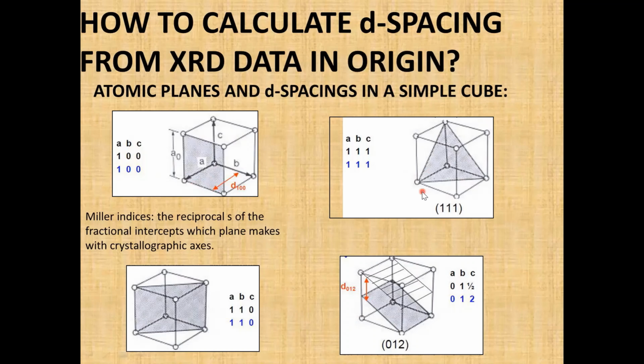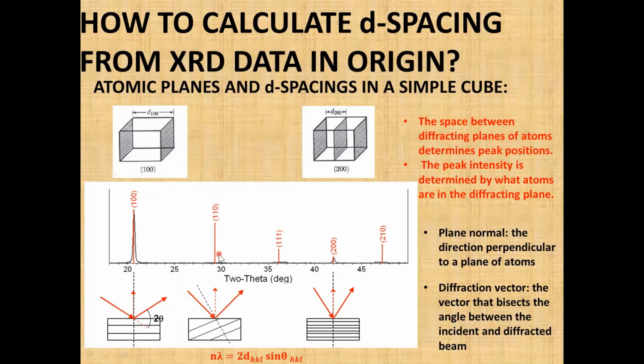Here is another plane, 111, here you can see one of the planes, 110, and in this figure you can see one of the planes, 012. Here is XRD data representing different planes in a cubic structure.